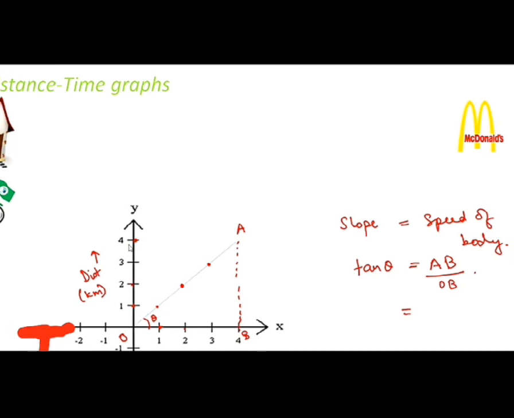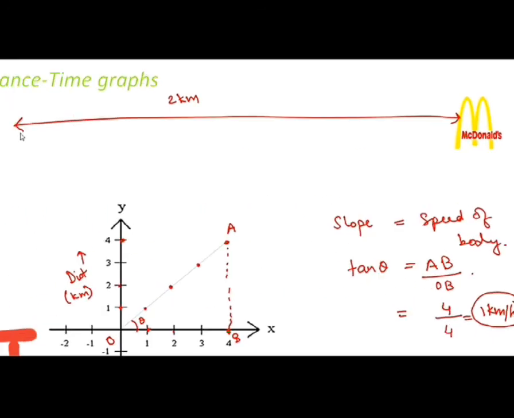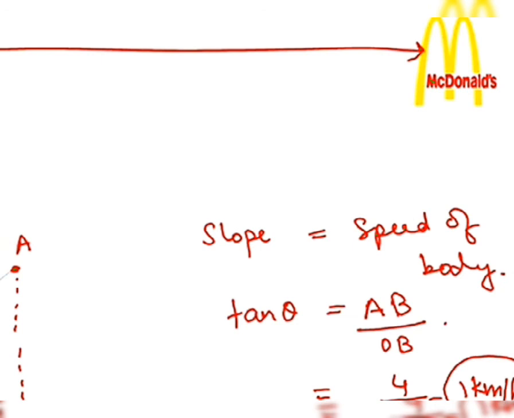So let's look at the same thing graphically. In this case, you will see that the boy covers a distance of 4 kilometers in 4 hours. So AB is 4, OB is 4, and 4 divided by 4, you will get 1 kilometer per hour. This is the speed of the body here in this example.